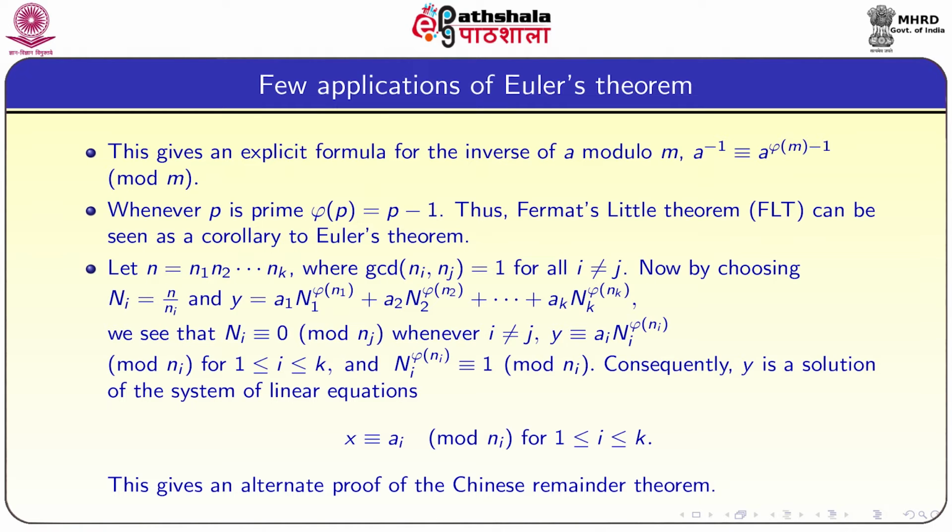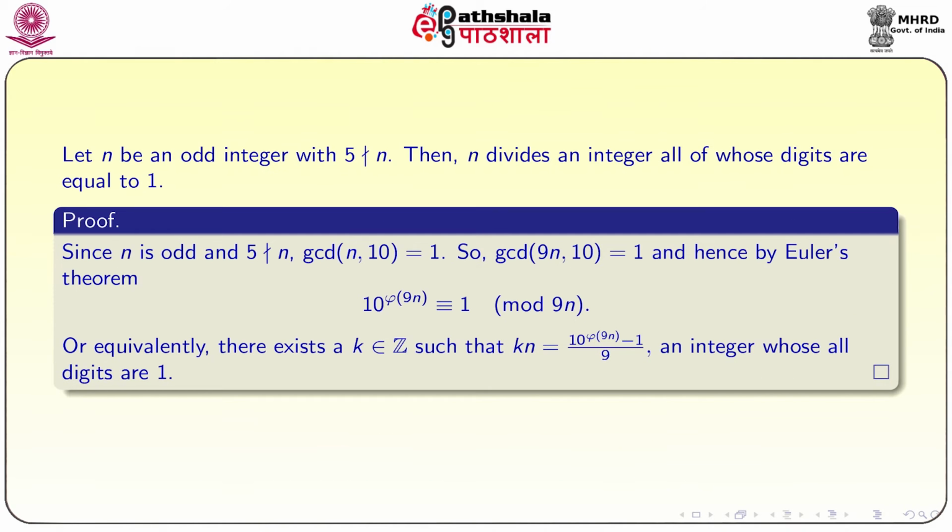Earlier we proved the Chinese remainder theorem, but now by Euler's theorem also we have proved it. So, one more interesting application of Euler's theorem is: if n is an odd integer with 5 not dividing n, then n divides an integer all of whose digits are equal to 1.